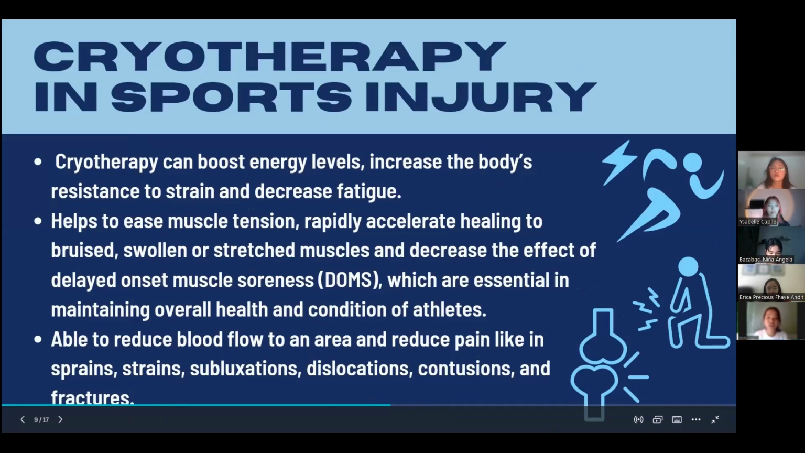Now, what is its application to sports injury? Cryotherapy in sports injury management has been adopted so quickly by sporting teams and individuals. It can boost energy levels, increase the body's resistance to strain, and decrease fatigue. It helps to ease muscle tension, rapidly accelerate healing of bruised, swollen or stretched muscles, and decrease the effect of delayed onset muscle soreness or DOMS, which are essential in maintaining overall health and condition of athletes.